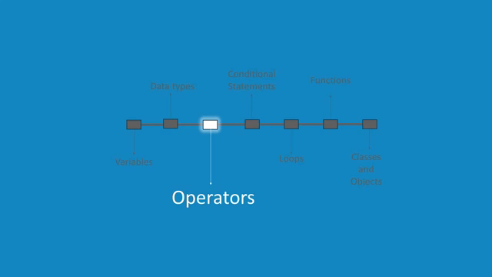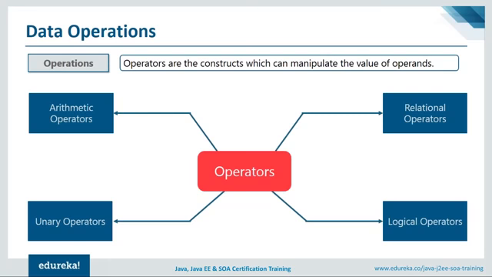Now coming back to our presentation, let's move on and talk about the different operators which are present in Java. Before that, let's talk about what an operator is. Operators are basically constructs or symbols which help you manipulate the values stored in a variable or operands. What is an operand? Anything that you wish to operate on. There are 4 different types of operators present in Java: arithmetic operators, relational operators, unary operators, and logical operators.